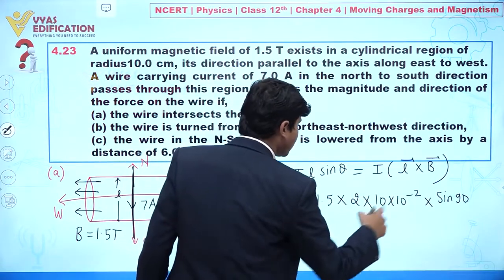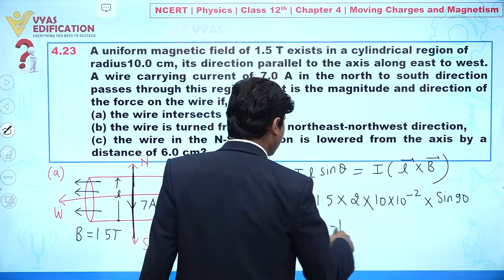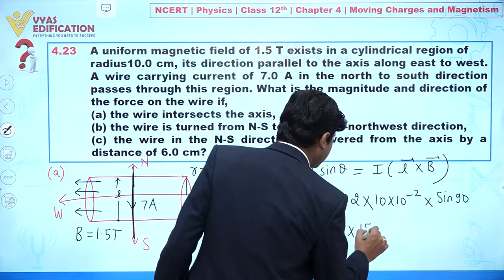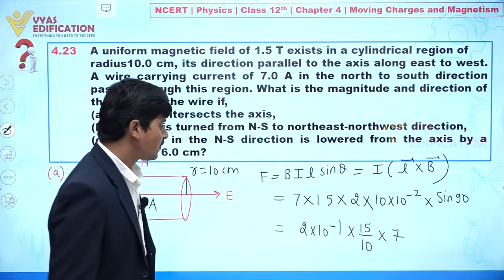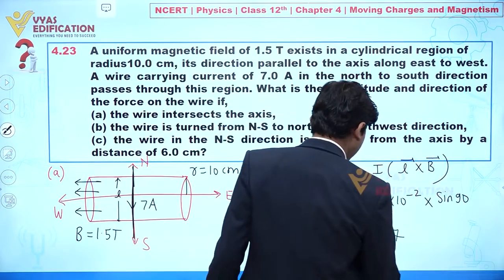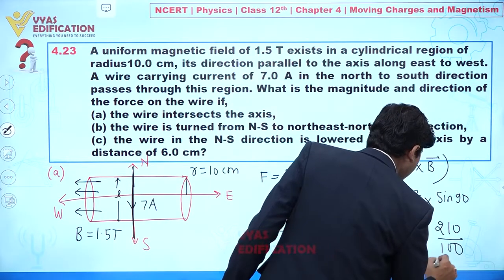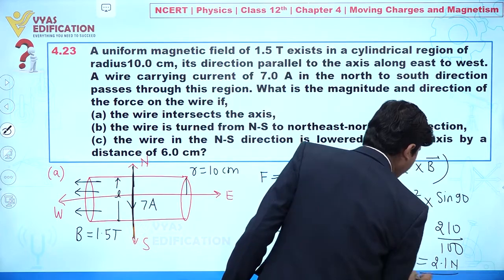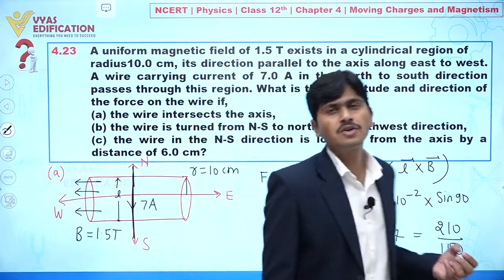So from here you can write this is equal to 20 into 10 to the power minus 2, so 2 into 10 to the power minus 1. Clear? Multiply by 15 by 10 multiply 7. So from here you can say this is 30, or 10 divided by 100, and this is equal to 2.1 Newton.